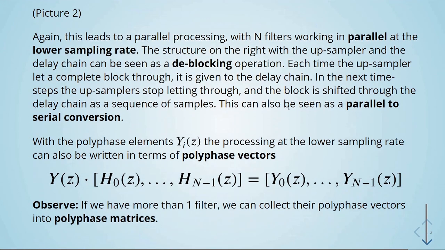With the polyphase elements Y_i(z), the processing at the lower sampling rate can also be written in terms of the polyphase vectors. So observe that if we have more than one filter, we can collect the polyphase vectors into polyphase matrices.